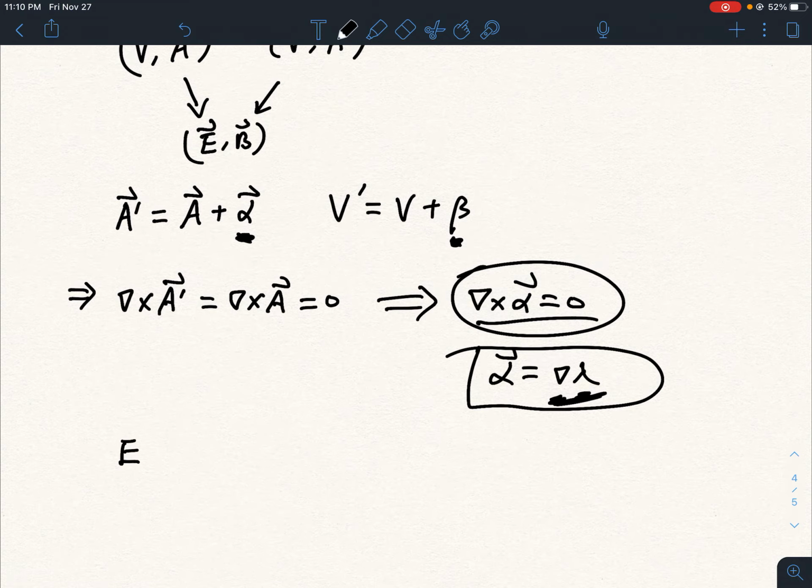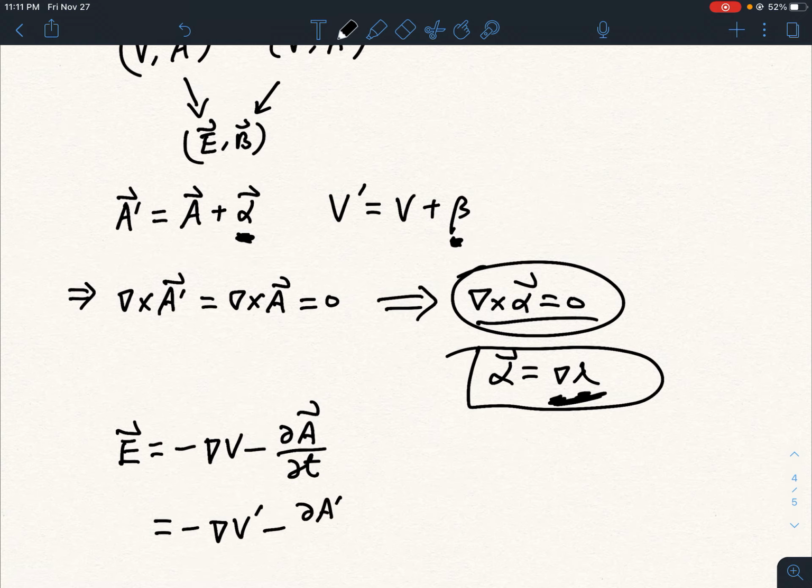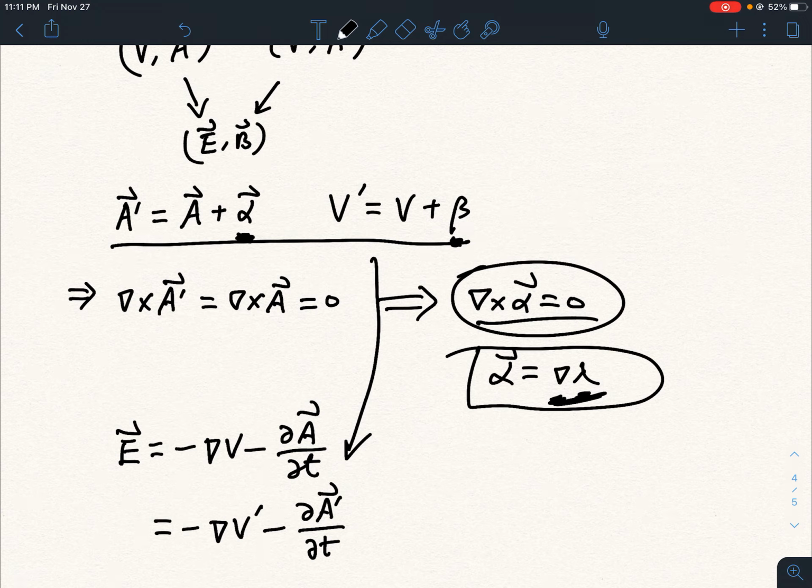Now, so this is B. The E, as we said, is really delta V minus partial A over partial T. And as we said, the new set of A prime, V prime should also give us the same electric field, so it should look like this. Now you plug this into this equation.